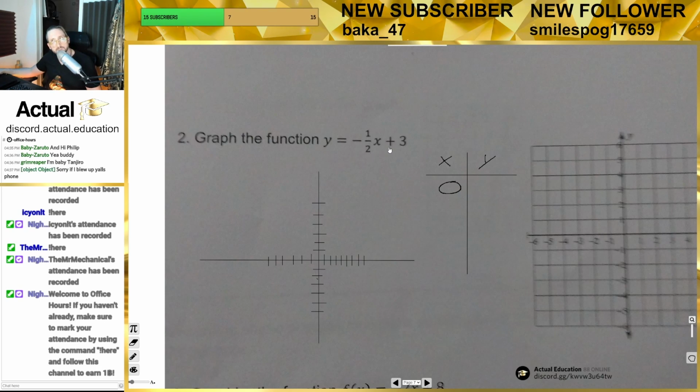Y equals... x equals 0. Y equals 0? No. Or 1? No. 3. Oh, no. Don't shout the answer, guys. I want him to figure it out.